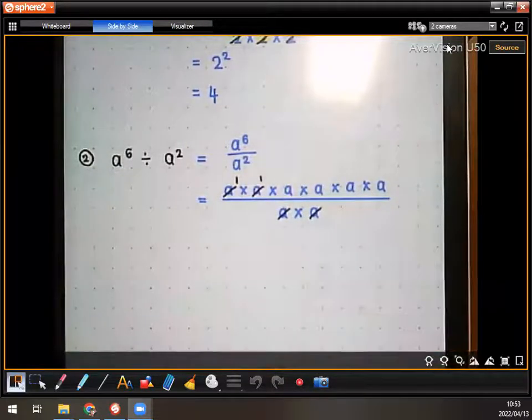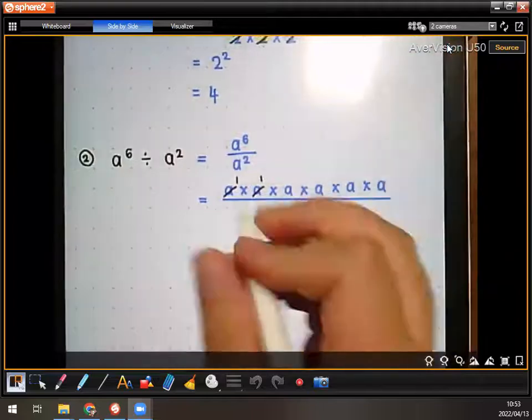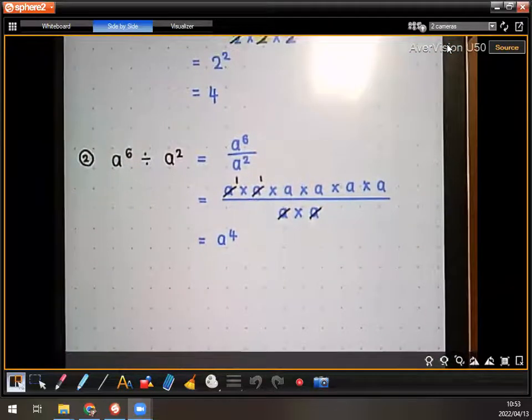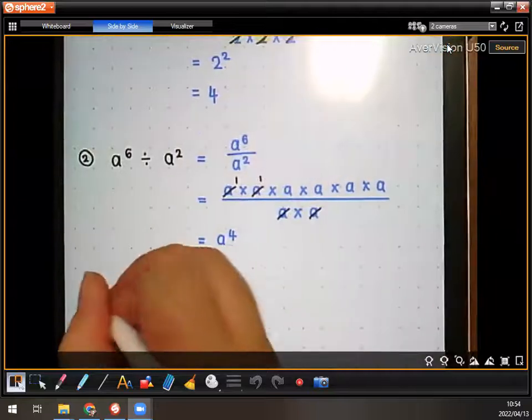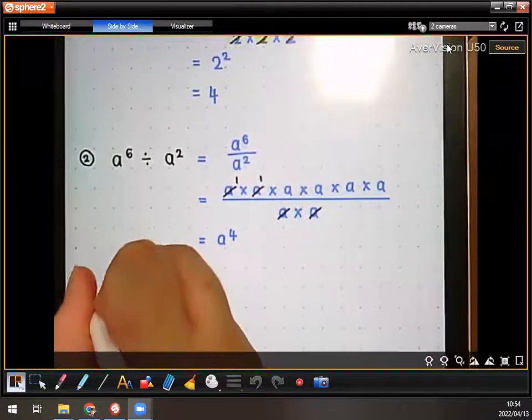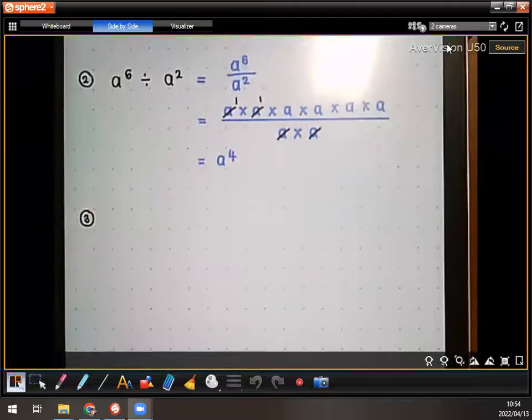Do I have another a at the bottom to cancel out? No. So what's left at the top, guys? 1, 2, 3, 4 a's. How do I write that? A to the power of 4. Can I work that out? Is that equal to a number? Okay, no. If it was 2 to the 4 or 3 to the 4, then yes. But if it's just a variable, that's your final answer. I'm going to do one more, and then we're going to see if we can generalize a rule here that can save us some time instead of writing them out every time, as we can come up with a pattern.